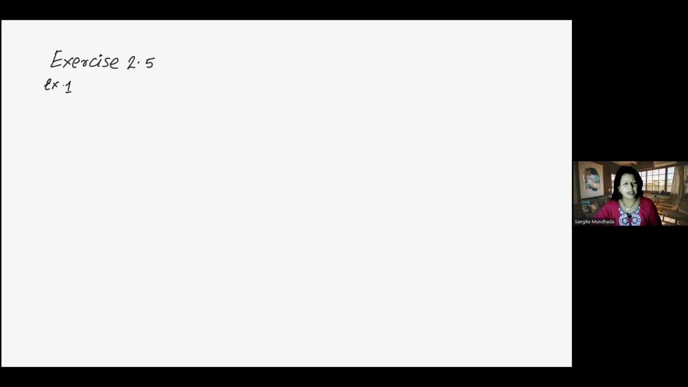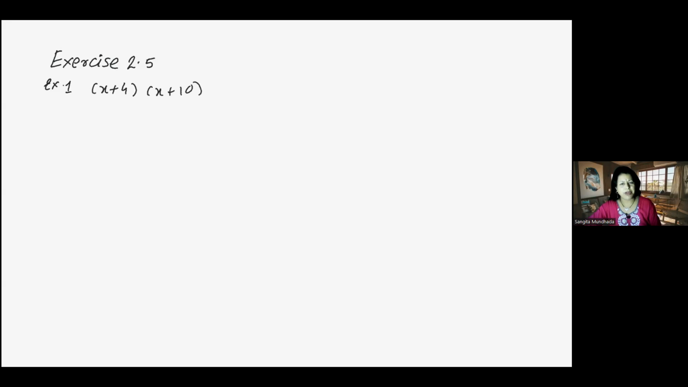Today we are going to discuss exercise 2.5 from the NCERT textbook. So let's start the exercise. In this section, we will discuss exercise 2.5. Use a suitable identity to find the following product. Question number 1, (x + 4)(x + 10).